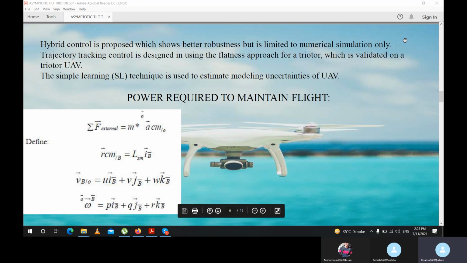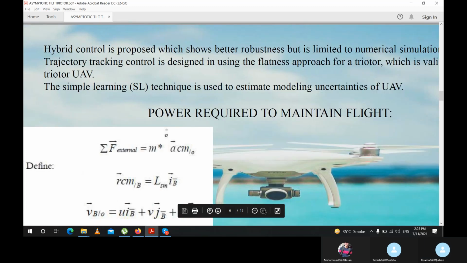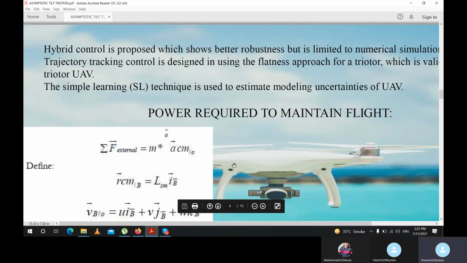Now I'll move on to the next slide. The first point here is the thrust force. In order to explain a triotor, I'll relate our triotor to a helicopter or an Apache helicopter. In an Apache helicopter or any normal flying machine, there are four forces acting on it: drag, lift, thrust, and weight.